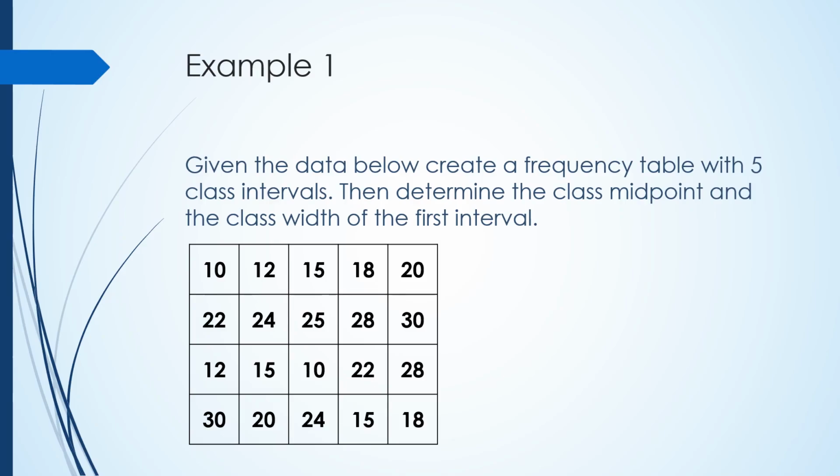Let's look at an example containing discrete data. Given the data below, create a frequency table with 5 class intervals. Then determine the class midpoint and the class width of the first interval. To determine the intervals, we will simply take the lowest value, subtract it from the highest value, and divide by 5.